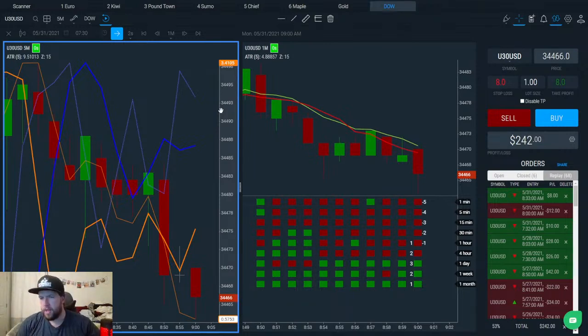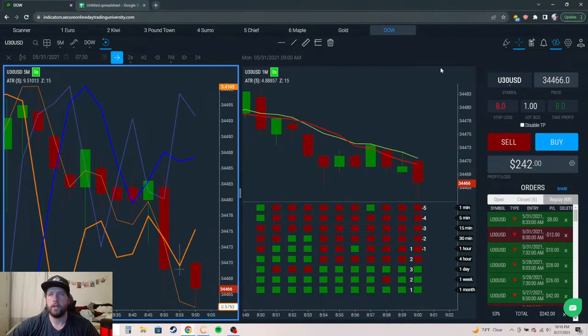All right, so 68 trades at 53%. That is profitable. That's making money. 68, that's 36 wins. That is a 4% return for the month. So let's go ahead and log that.